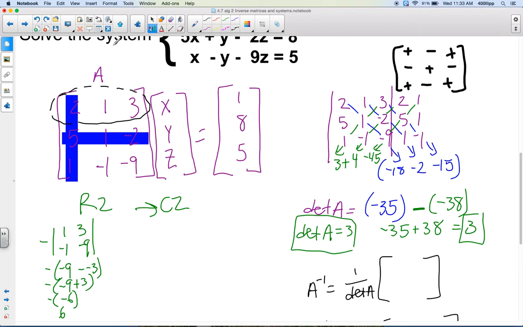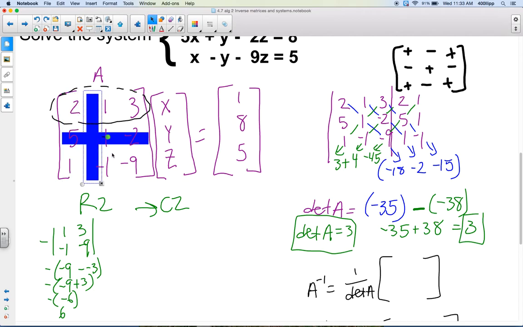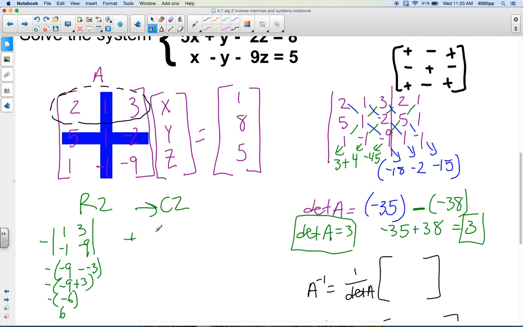Next one here, so we're going to move this blue over so that we cover up this row and column now. Okay, and now it's a positive, so I have positive, and now I get a 2, 3, 1, -9. And finding this determinant, we get a -18 minus a 3 is a -21.